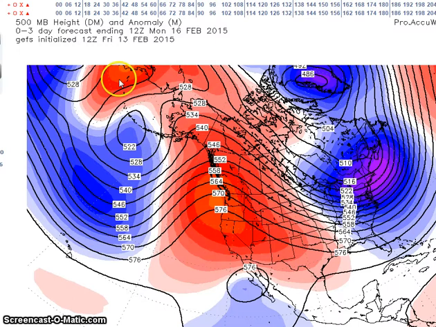We have a large area of positive height anomalies near Siberia and Alaska, and we have a trough south of the Aleutians towards Hawaii. We have a large ridge here over western North America and a fairly deep trough here across eastern U.S. You can see that the center of the negative height anomalies, or the coldest air, is right over the northern mid-Atlantic and New England.